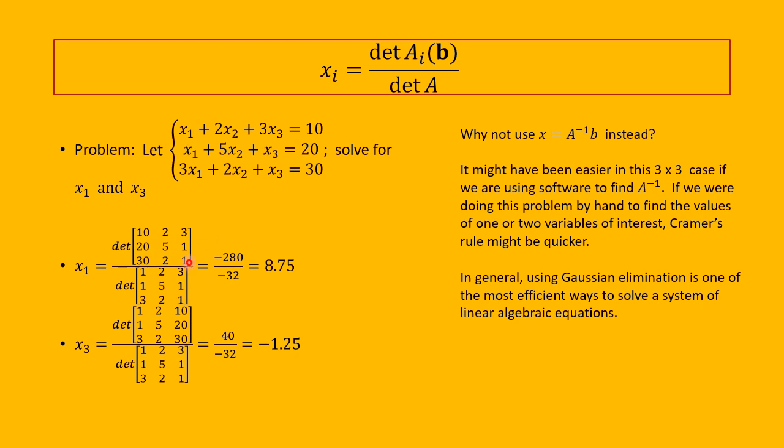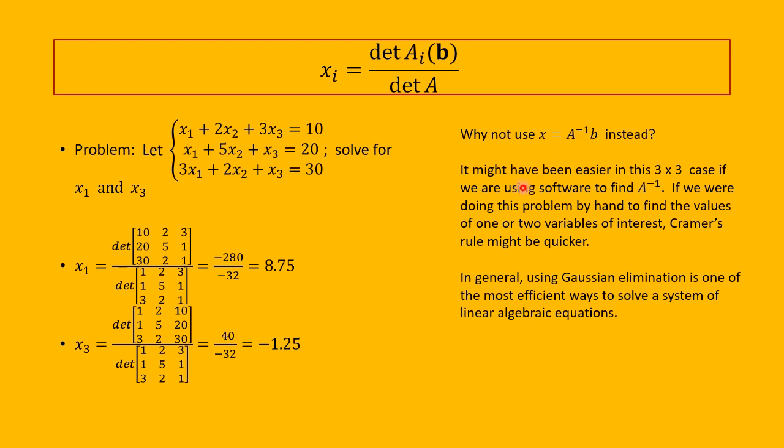If you look at what we did over here, we don't see the inverse of any matrix having to be computed. We're just taking the determinant of a 3 by 3, dividing by a determinant of another 3 by 3. So if you're doing this by hand and maybe punching in sums and products on a calculator, it might be easier to find the values of x sub 1 and x sub 3 this way than by inverting A by hand, maybe using Gaussian elimination.